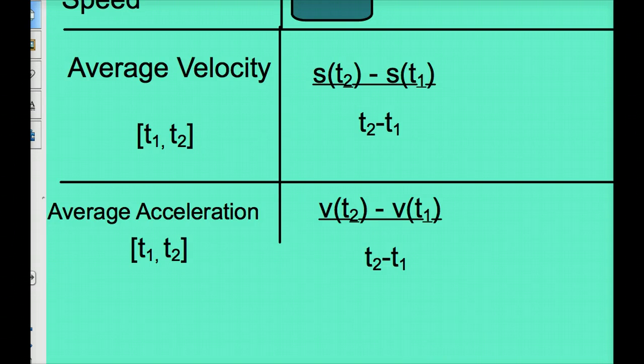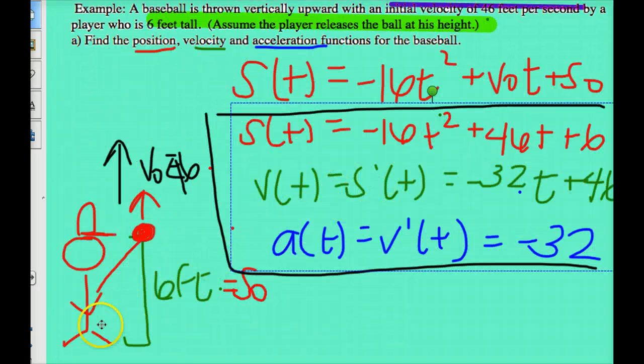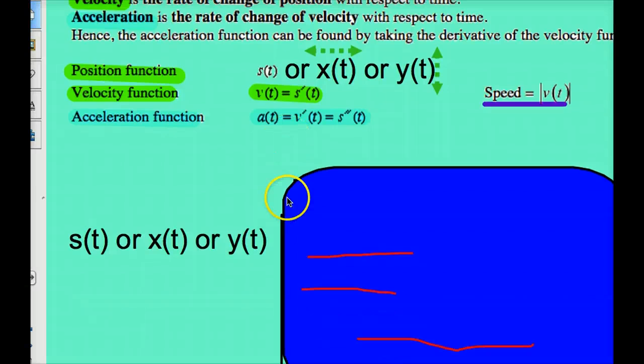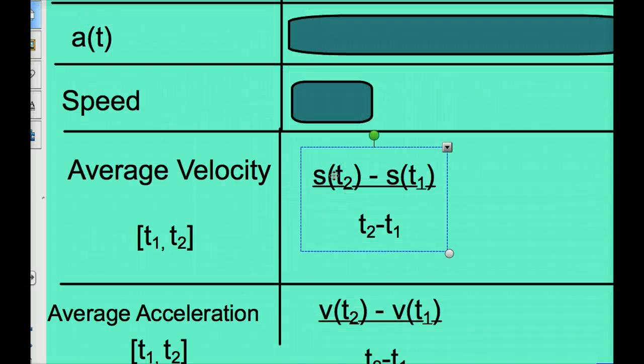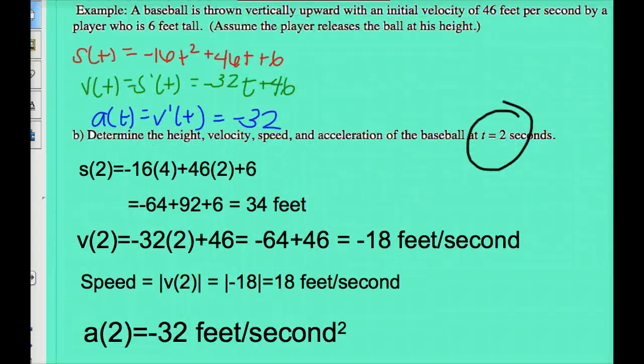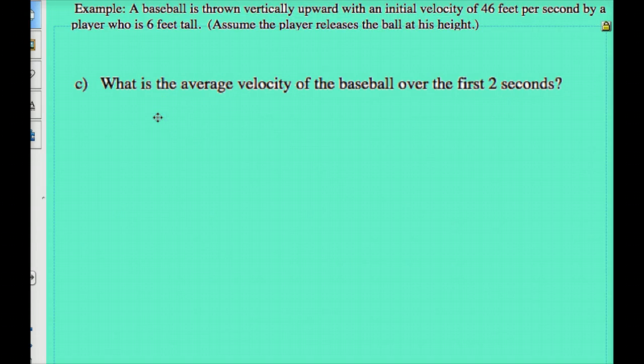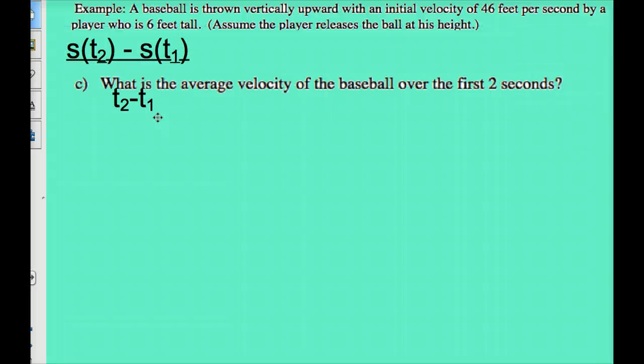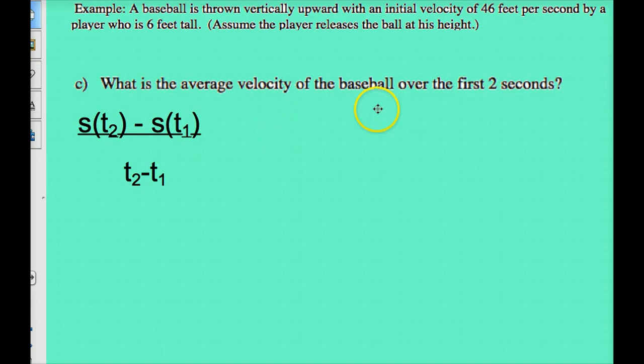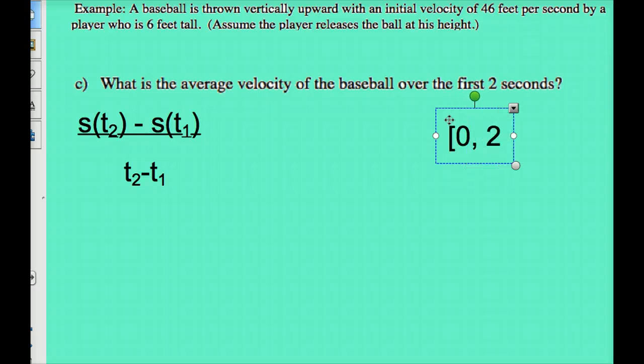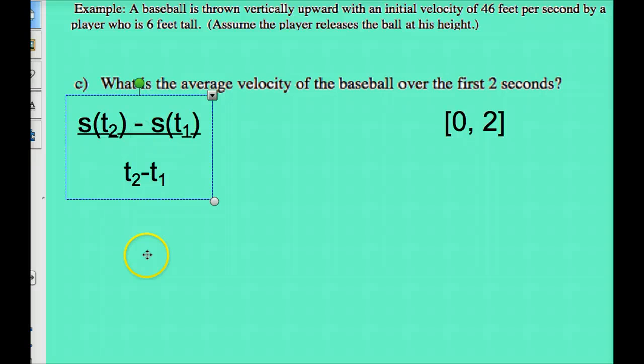Okay, so let's go back to our problem. And it was talking about the average velocity. So what I'm going to do is I'm going to copy this equation and see how it's used. So it says, what's the average velocity of the baseball over the first 2 seconds? Well, now I have to take a look at the time. What exactly does this mean? The first 2 seconds means where am I starting? Good. So I hope you said that means I'm starting at 0. Where am I ending? At 2. So I need to plug in 0 and 2 into these equations.